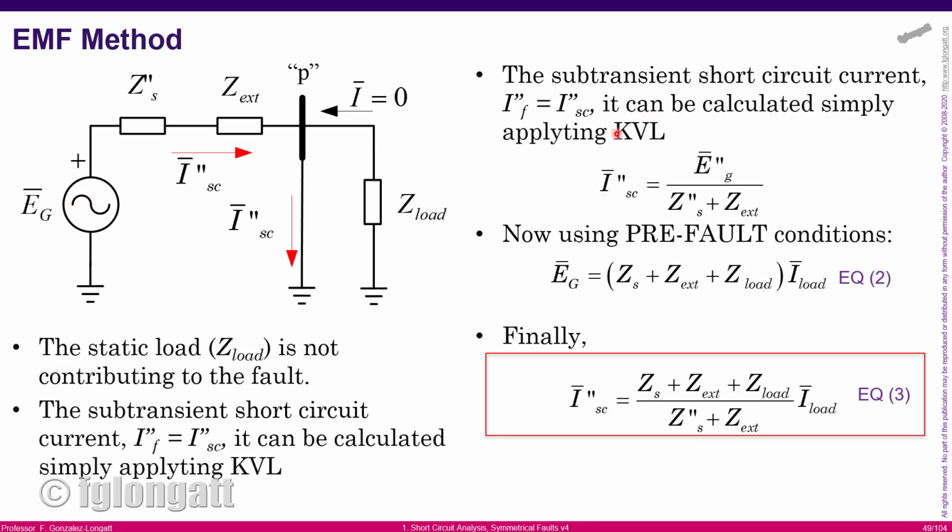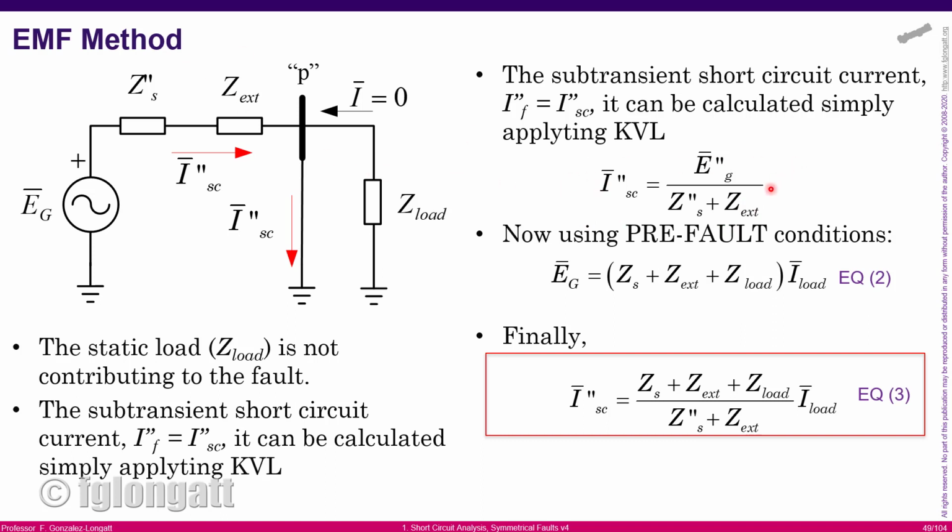You can use Kirchhoff voltage law, and from there, the short circuit current that is moving in this loop on the left-hand side is easily calculated by dividing the EMF, the internal voltage of the synchronous machine, by the series impedance to the fault point. Okay? Here, there are two interesting things.